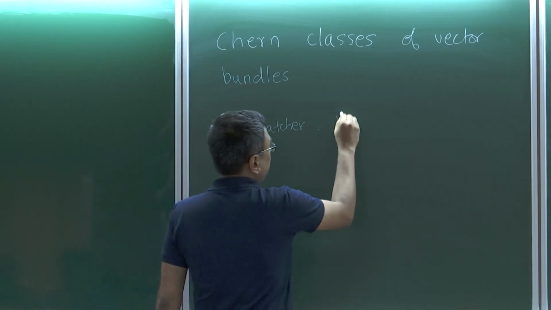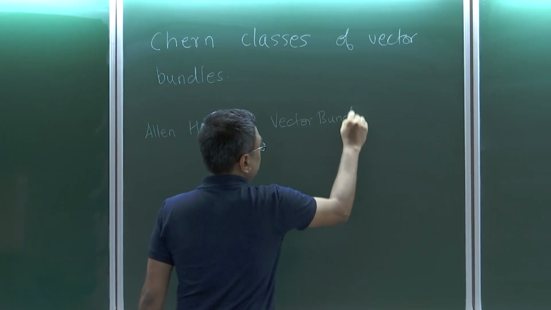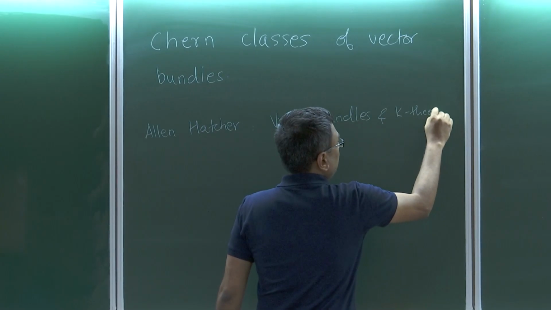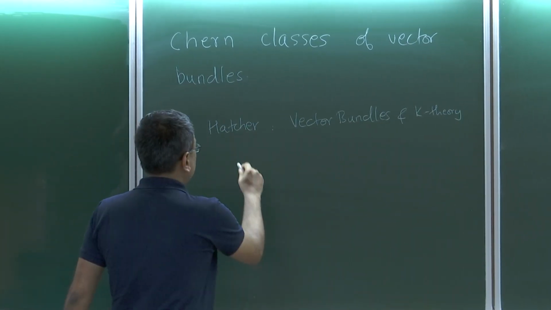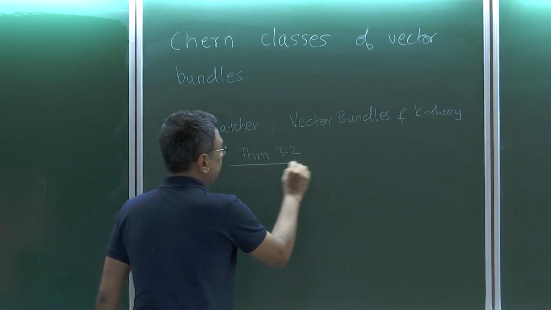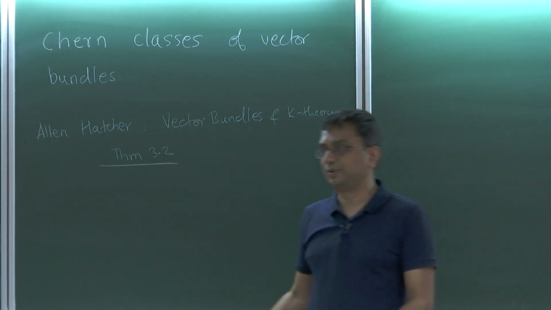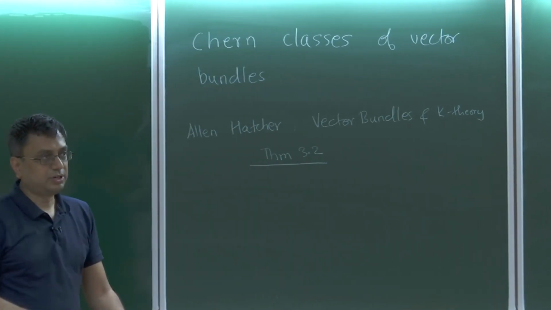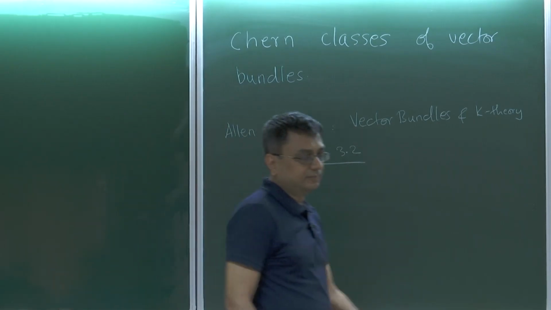This is called Vector Bundles and K-Theory. And all I am interested in is only one theorem in this book, theorem 3.2. So in case there are some gaps, if something is not clear in the lecture, you can go and look up details. So this is the reference. This book is freely downloadable.